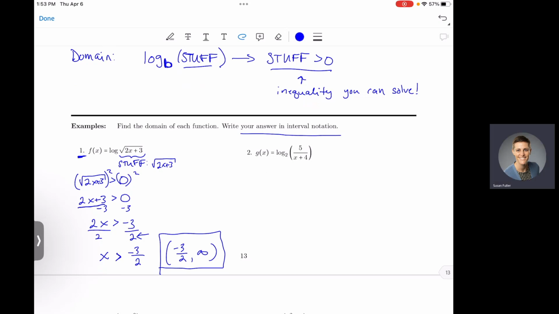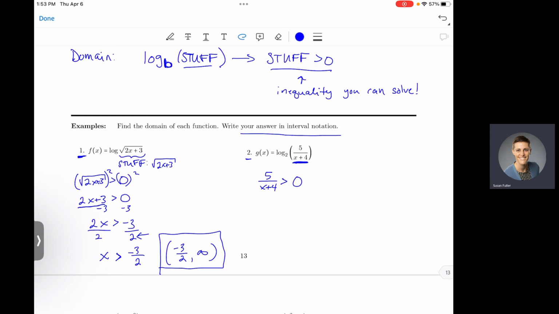All right, let's try number 2. g of x equals log base 2 of 5 over x plus 4. Okay, we've got a logarithmic function. Doesn't matter what your base is. We've got stuff inside our logarithm, so we are going to take our stuff and set it greater than 0.